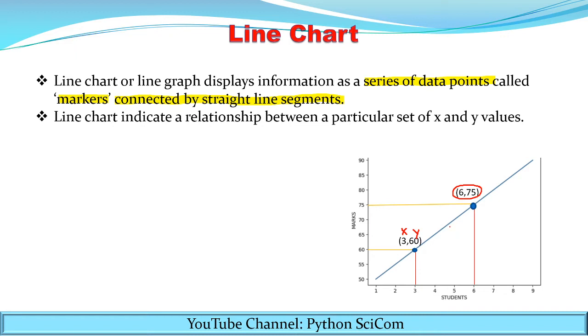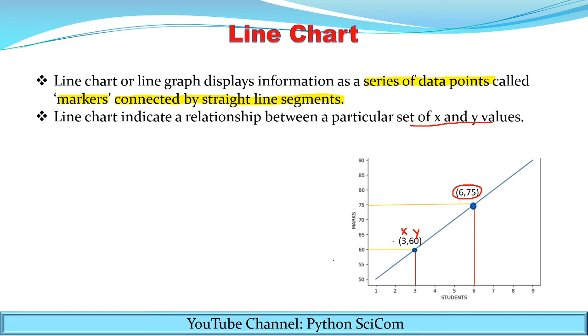In the same way, we have to plot the lines, and for plotting the lines, we have to write the code. So now we have understood that a line chart is a series of data points, multiple data points joined to form a straight line. These points are called markers. A line chart indicates the relationship between a particular set of x and y values. As you can see in this figure, the x and y values create some relationship between them.